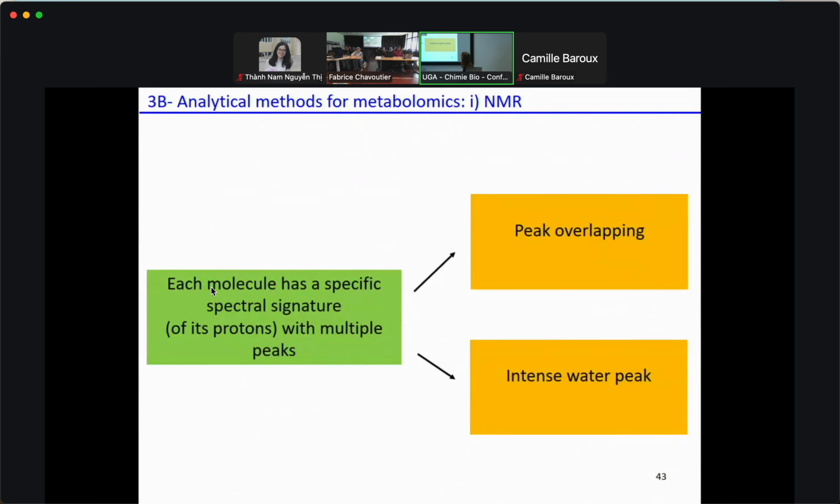But there is a lot of peak overlapping, as each molecule has 2 or 3 peaks, and if you have hundreds of molecules, all the peaks are overlapped in proton NMR. And of course, water, H2O, has 2 protons, and the concentration of the proton in water is much higher than the concentration of proton in metabolites.